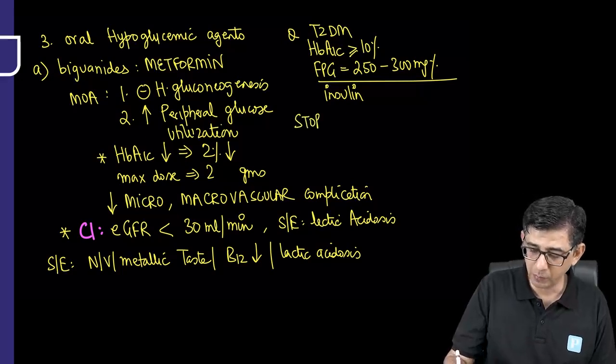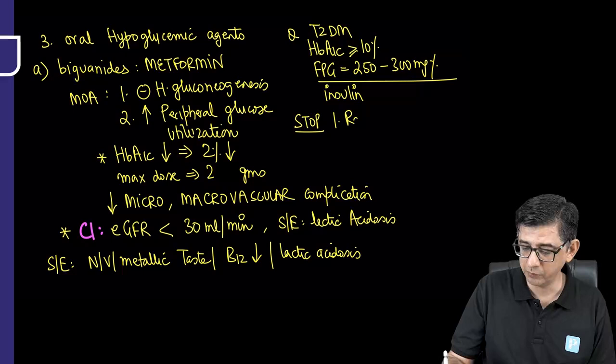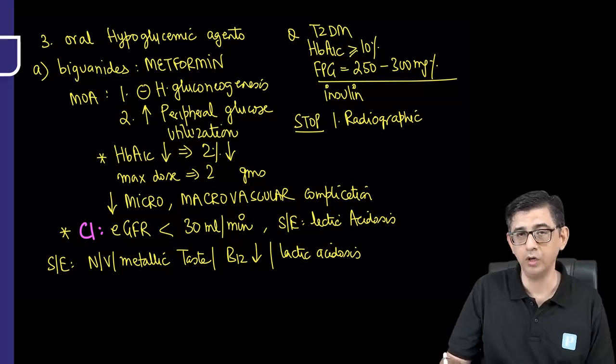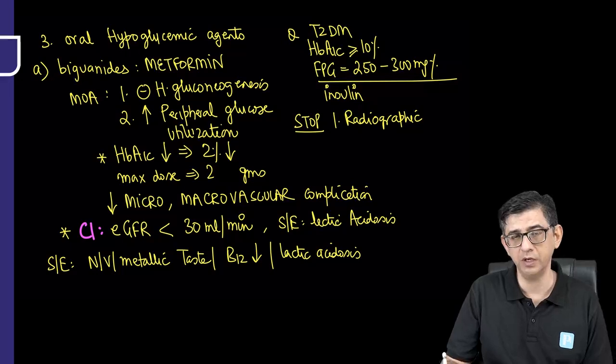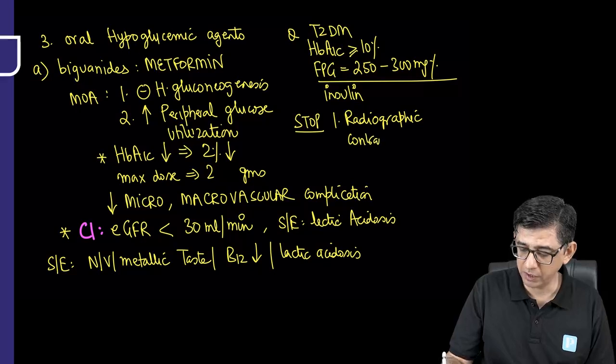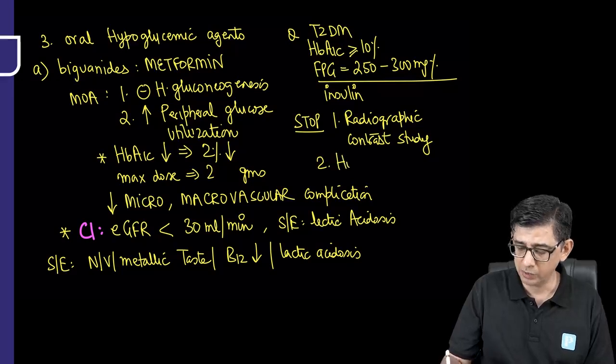And when should you be stopping metformin? One is obviously a deranged kidney function test, but over and above this, you need to remember that if your patient with diabetes has been advised by the physician to undergo a coronary angiography because he was having features suggestive of chronic stable angina, then whenever a radiographic contrast study needs to be done, metformin in the patient should be stopped.